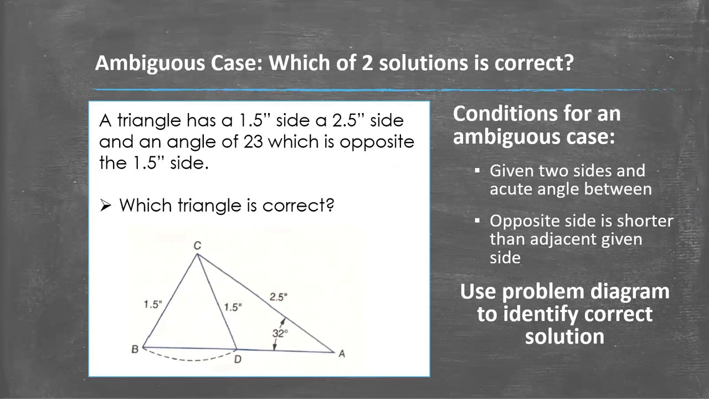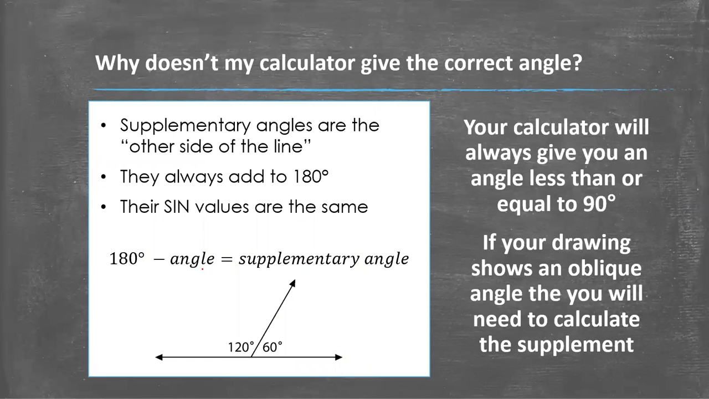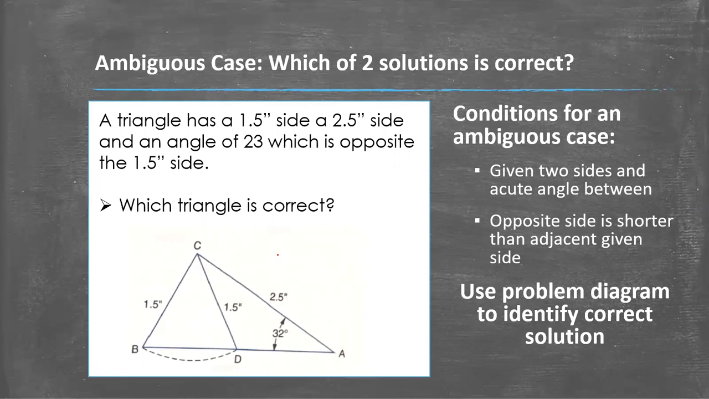The sine law presents an ambiguous case. It has more than one solution sometimes. Now, when are those times? Well, in this particular triangle, the image is drawn. This is taken from your textbook. It's an image that I really like. A triangle has a 1.5-inch side, a 2.5-inch side, and an angle of 23 degrees, which is opposite the 1.5-inch side. Which triangle is correct?